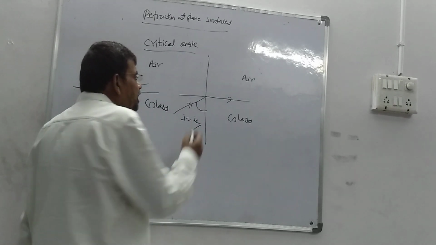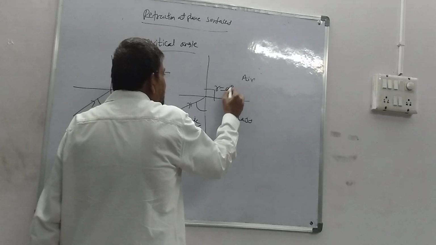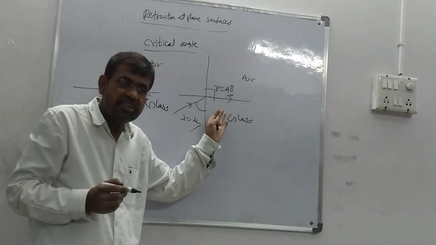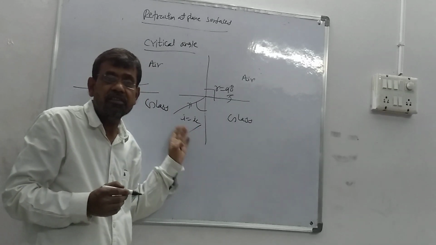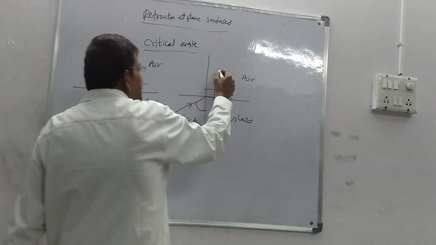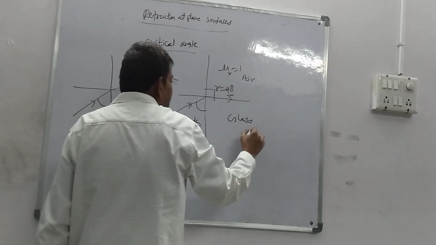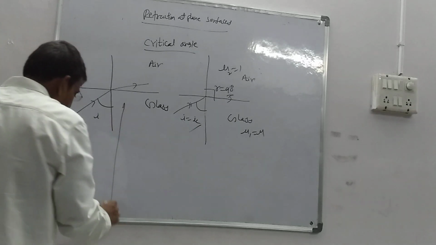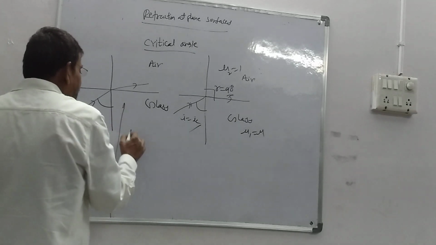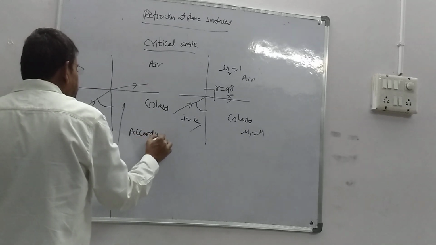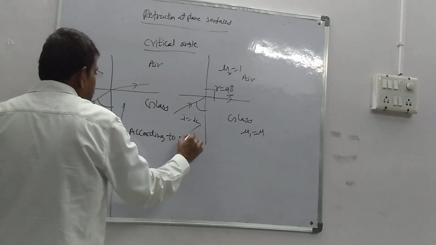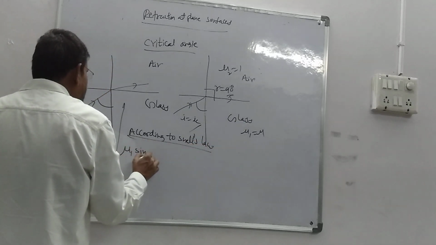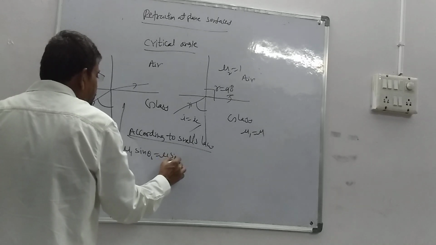Grazing. At that time, what about the angle of refraction? It becomes 90 degrees. For which angle of incidence? The angle of refraction becoming 90 degrees, that particular angle of incidence is called critical angle. So, air refractive index is 1. Refractive index of glass I am taking as mu. Now I am applying Snell's law. According to Snell's law, what are we writing? Mu 1 sin theta 1 equals mu 2 sin theta 2.